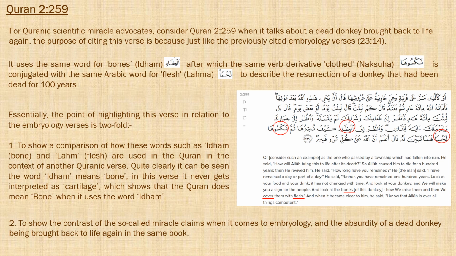And secondly, to show the contrast of the so-called miracle claims when it comes to embryology and the absurdity of a dead donkey being brought back to life again in the same book.